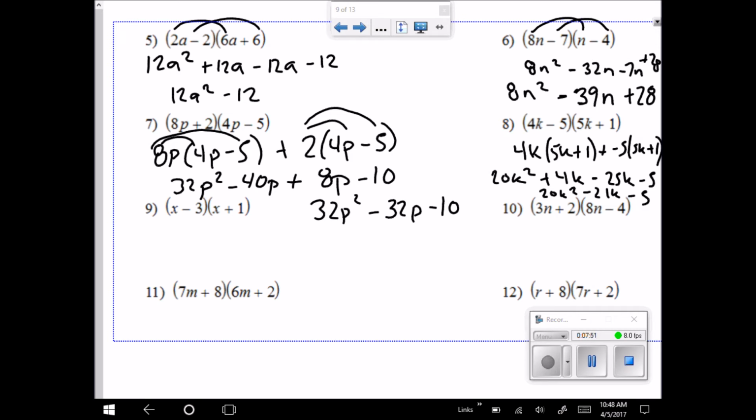Alright, we can do the table here for some people. So this is going to be x squared, this would be negative 3x, this would be x, and this would be negative 3. Combine any like terms you have, so these two are like terms, so we'd have x squared minus 2x minus 3.